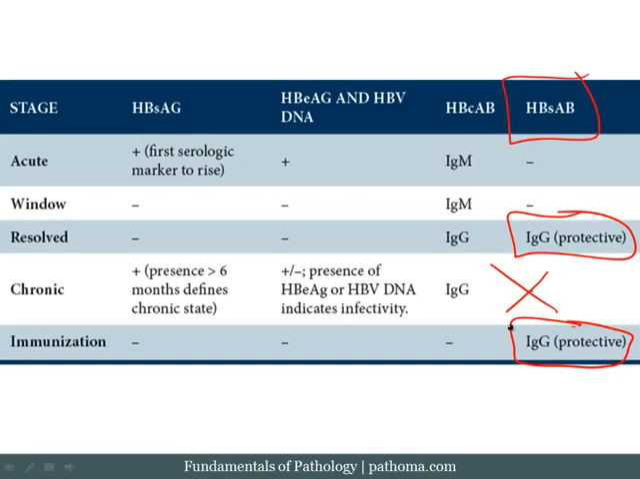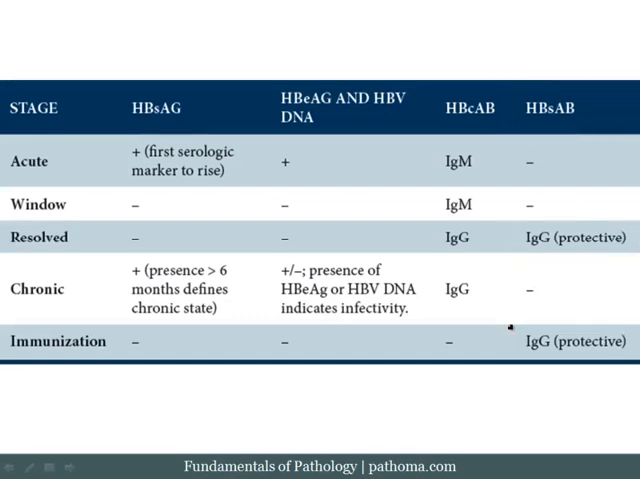Now the final point, and the final high-yield point, is that the envelope antigen indicates infectivity. So here's the envelope antigen. It's present during the acute phase. It may be present during the chronic phase, but whenever it's present, it indicates that the virus can be transmitted to another person. Now that's not hard to remember, because if you mail a letter to a friend, you need an envelope. And if the virus needs to go to another person, it's going to need the envelope antigen. So that's the way I remember that.